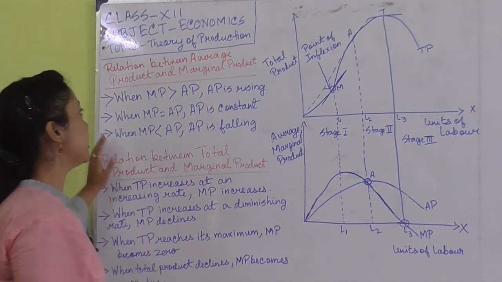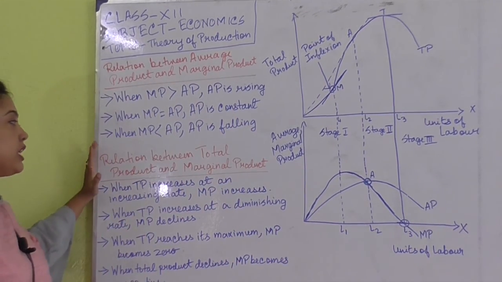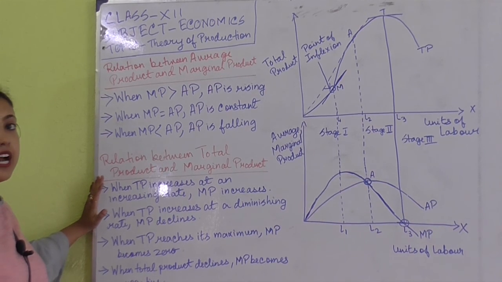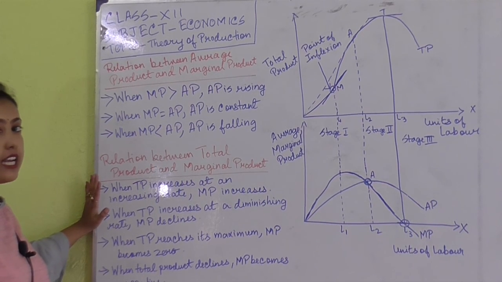So this shows the relationship between the average product, marginal product and the total product. I think the concept of these three is clear to you.